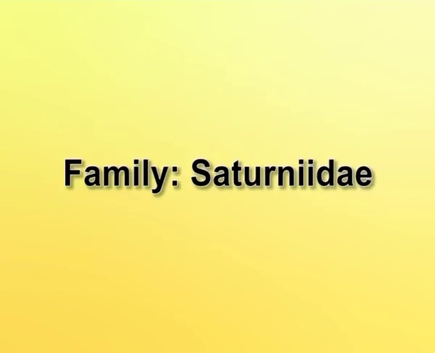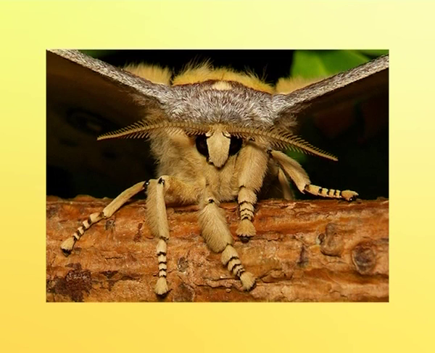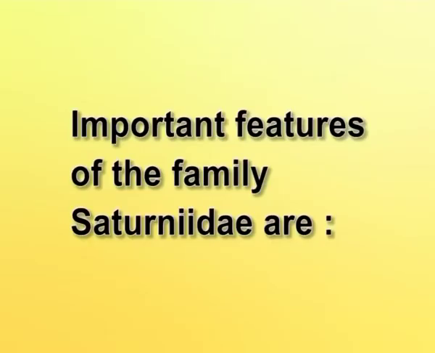Now, family Saturniidae. The family Saturniidae, commonly known as Saturniids, includes the largest species of moths in the world. They are a family of Lepidoptera with an estimated 2,300 described species worldwide. The Saturniidae include such Lepidoptera as the giant silk moths, royal moths and emperor moths. Important features of the family Saturniidae are: adults are characterized by large size, heavy bodies covered with hair-like scales, lobed wings, reduced mouthparts and small heads.